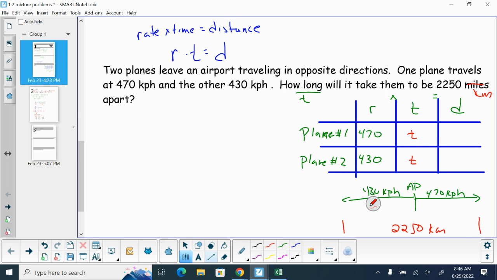So if I multiply across, plane 1 will travel 470 t. Plane 2 will be 430 t. This will be their distance at any time t. After 1 hour, after 2 hours, after 3 hours, I can find the distance they have traveled. So after t number of hours, this has traveled 470 t and 430 t. I want to find the time where they have traveled a total of 2250 kilometers.